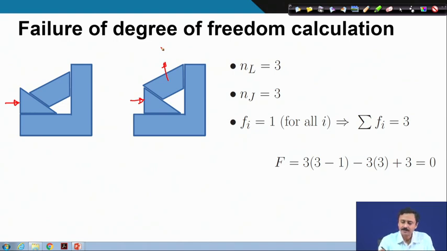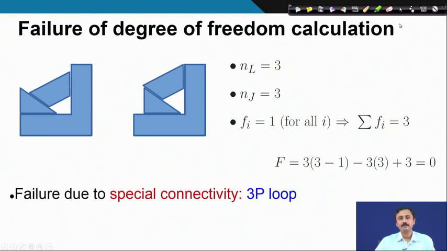Now, here, the failure is because of special connectivity. There is a 3P loop; there are 3 prismatic pairs in a loop. Had this been 3 revolute pairs, this would have been 0 degree of freedom, as we have just now seen in the previous example. If there are 3 revolute pairs, a 3R loop has 0 degree of freedom, but a 3P loop has 1 degree of freedom because of special connectivity.